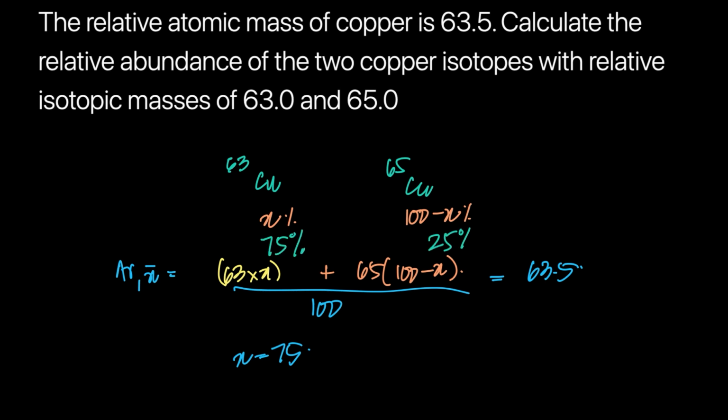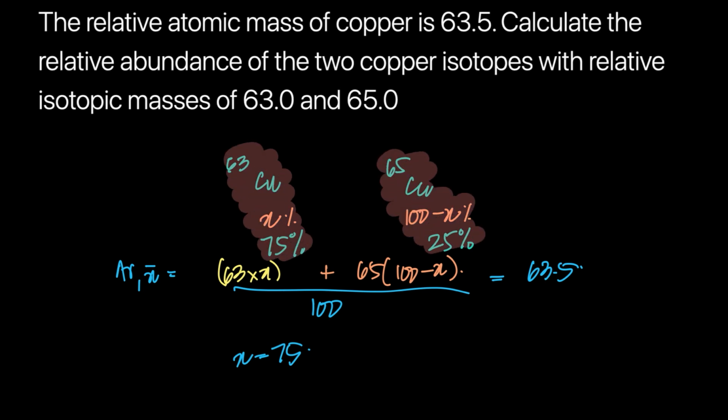Now obviously you took X as the abundance of copper 63. If you had taken this to be X and this to be 100 minus X the other way round, then your X would come out to be 25, which will still make this 25 and this 75. So either of them is X and the other one is 100 minus X, and you solve for X and you'll get the abundances for either of the two isotopes.